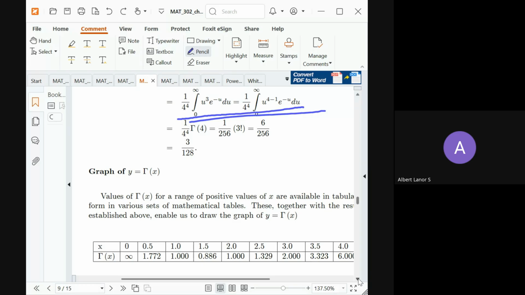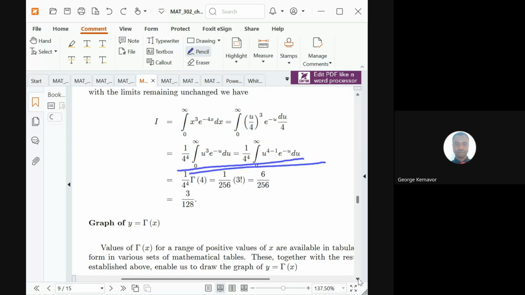Now, the gamma function has a graph like this. So you want to sketch it: gamma of 0, gamma of half, gamma of 1. Hello, sir. Yes. Kindly go back. Let me observe that solution again.